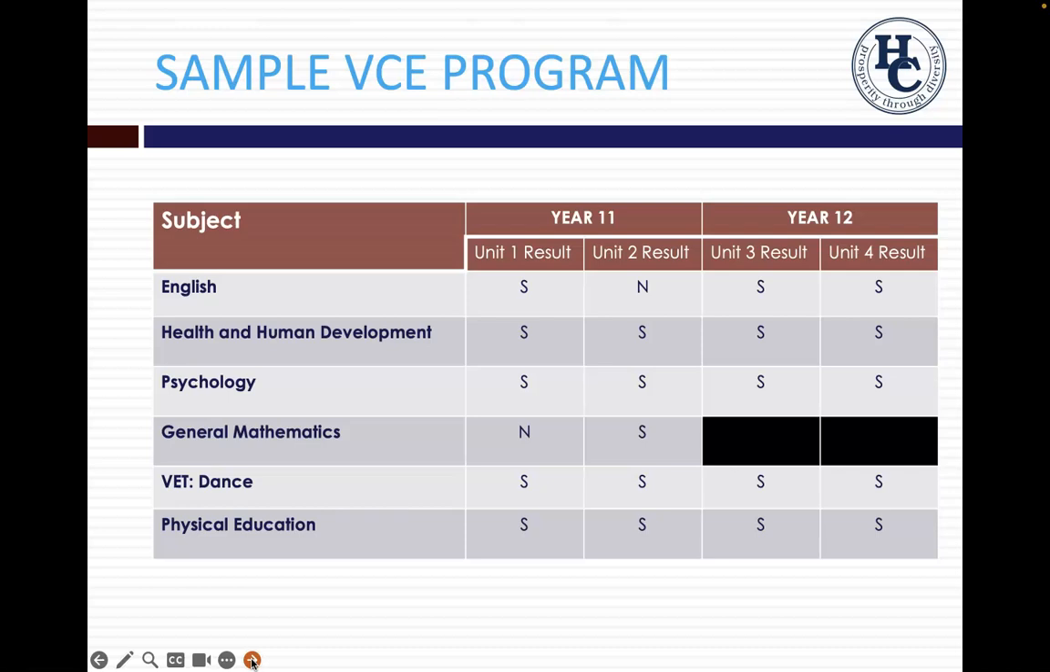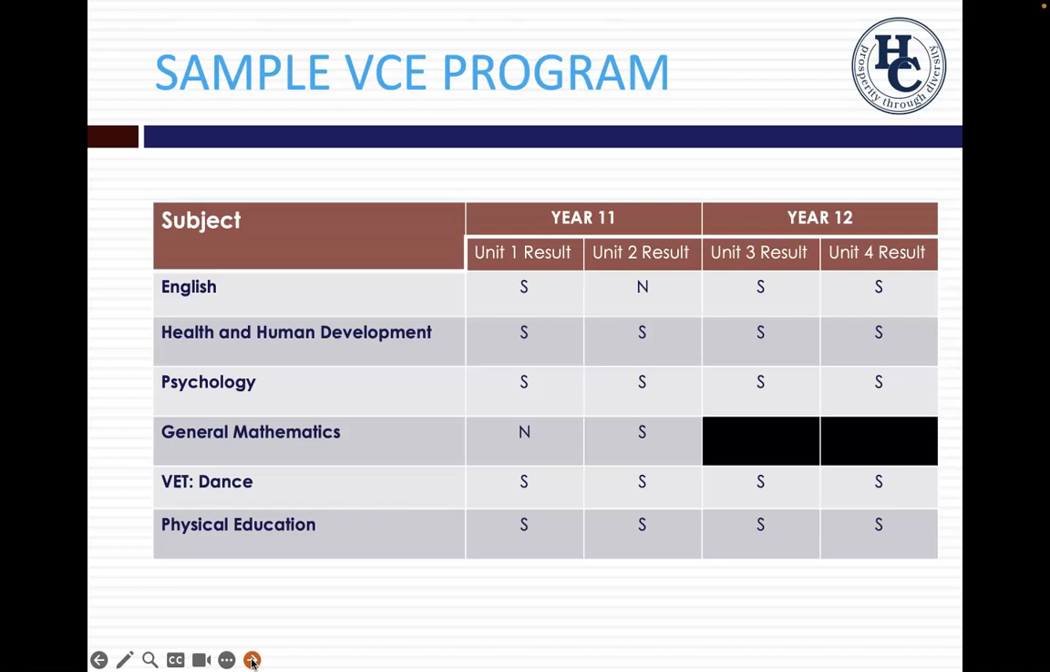So all students will select English or one of the Englishes. As you can see there, it's really important that you have 3 units of English, including Units 3 and 4, in order to qualify for your VCE certificate. We can see that this student chose Health and Human Development and completed that subject across Year 11 and Year 12, gaining 4 units. We can see the same for Psychology. This student selected General Mathematics at Year 11, but chose not to pursue that subject into Year 12. This student also chose a vocational subject, which is VET Dance, and Physical Education.